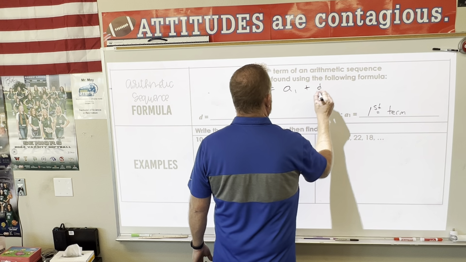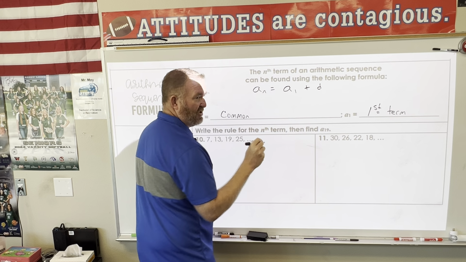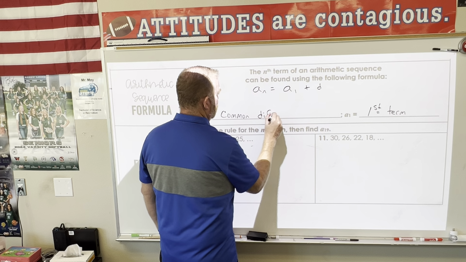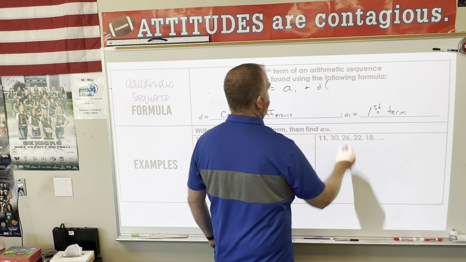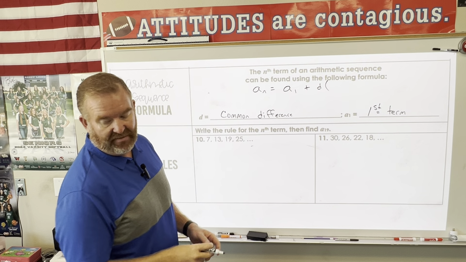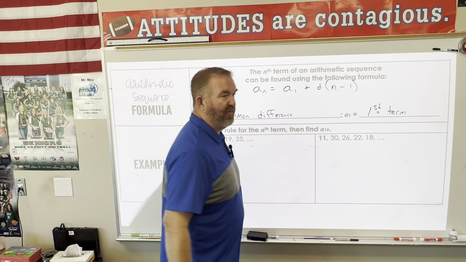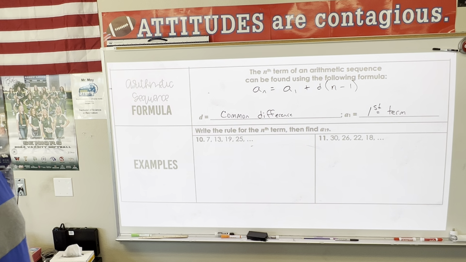Plus d. That's your common difference. Like the other one we were talking about, that would be adding 2, so I'd put plus 2 there, but we're not doing that right now. Common difference. And then you've got the parentheses. Now we're going to do a little bit of multiplying, and it's going to be n minus 1. In other words, if they want the 20th term, I'm going to go 20 minus 1, which is 19.